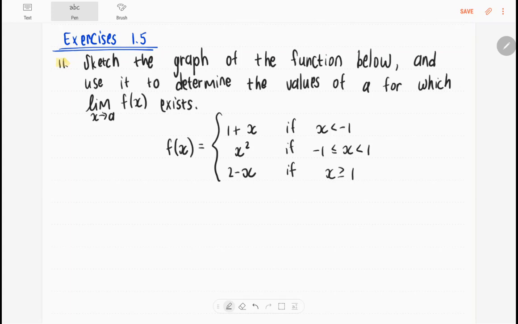F of x equals 1 plus x if x is less than -1. F of x equals x squared if x is between -1 and 1, where -1 is included. And f of x equals 2 minus x if x is greater than or equal to 1. Okay, so firstly, let's just sketch the function.